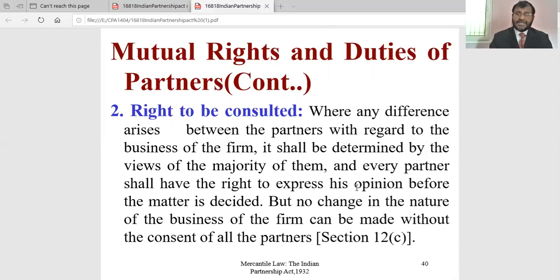Suppose I am doing a business of selling books. I'm selling the books to various people. Suppose I decide to have a printing press to print the books and become a publishing house. Now I am only a bookseller. I have to get the consent not of the majority, but of all the partners. Section 12, subclause C deals with that.